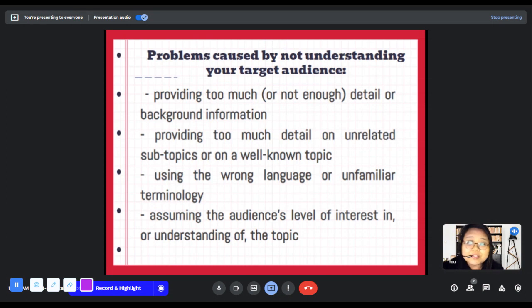Next, you're going to assume the audience's level of interest in or understanding of the topic. This is one thing that we want to avoid also. It's very important. We don't get to assume what they like and what they dislike and their level of understanding. You feel like, oh, I just mentioned this because I feel like they already know. No, we cannot say if someone knows it or not. So don't assume those kinds of things, the interest and the understanding or comprehension of your readers.